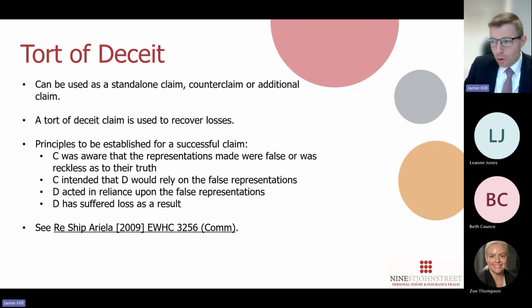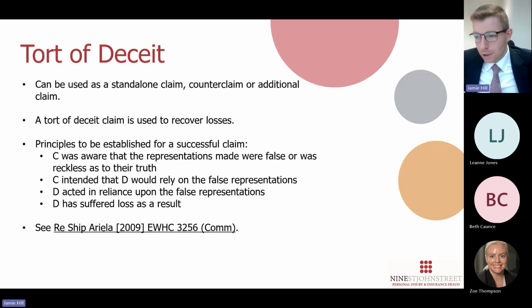Firstly, there are representations made that were false. It was intended that those representations would be relied upon. They were relied upon, and in reliance upon them, the defendant or would-be claimant has suffered a loss as a result. So, in this case, someone says that they had a road traffic accident when they didn't. That's untrue. They know it's untrue. They intend for the insurer to rely upon it. The insurer does rely upon it, settles a claim, and then discovers what's happened. That is the kind of circumstance where a tort of deceit claim can be very useful indeed.